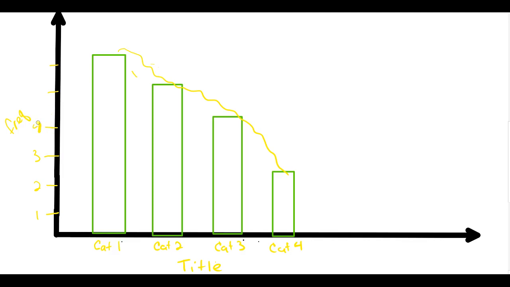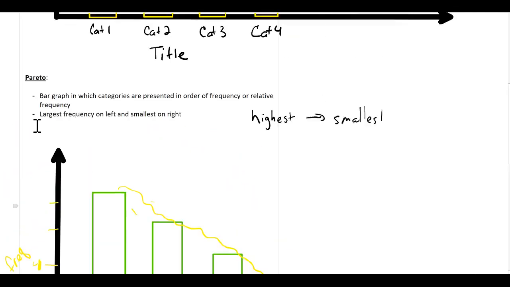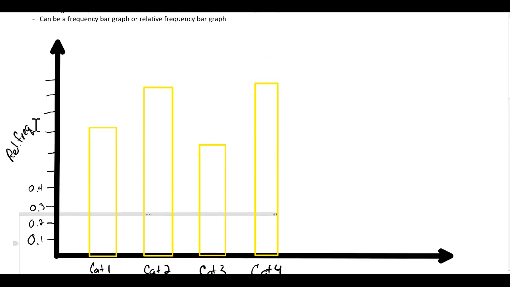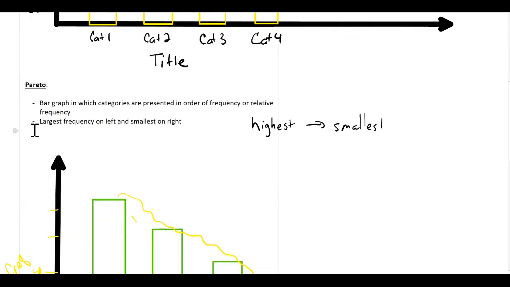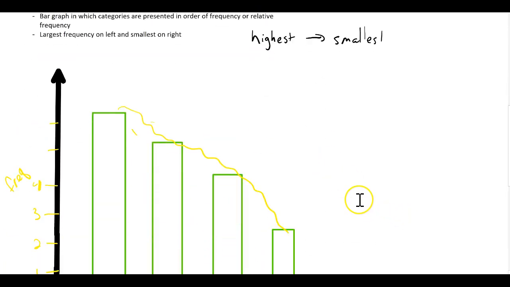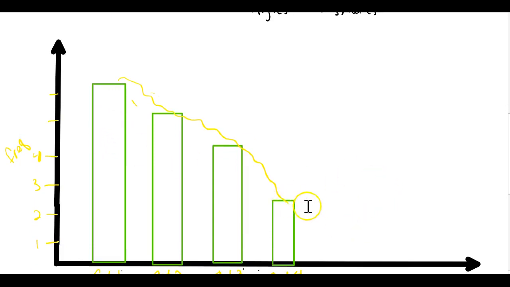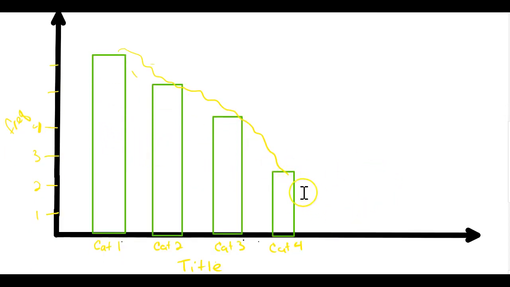So a bar graph can be in any order, such as this one up here, but a Pareto has to be in order from the highest to the lowest, the largest to the smallest. Always start with your largest on the left. So try some of these and then let me know if you have any questions.